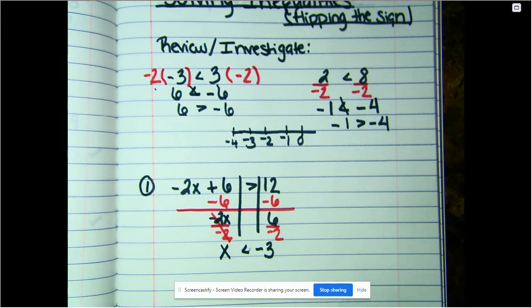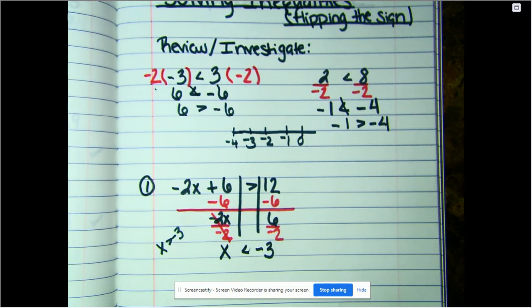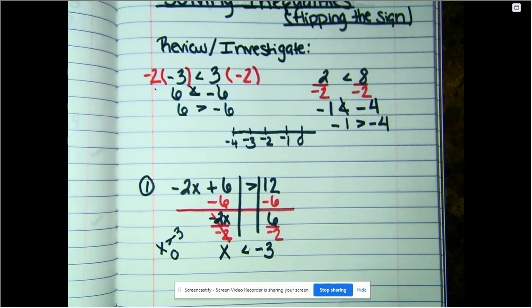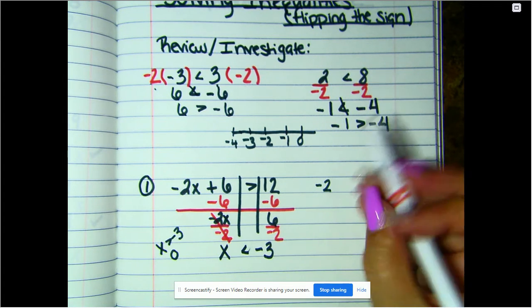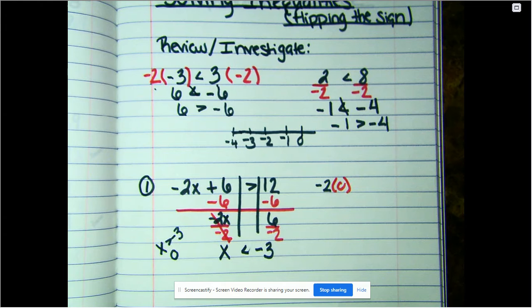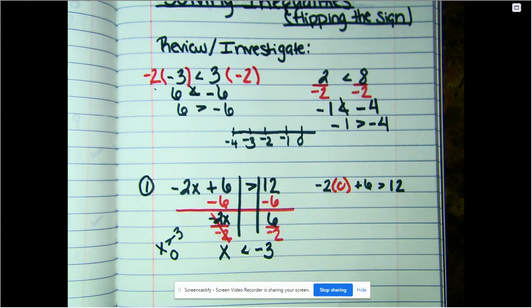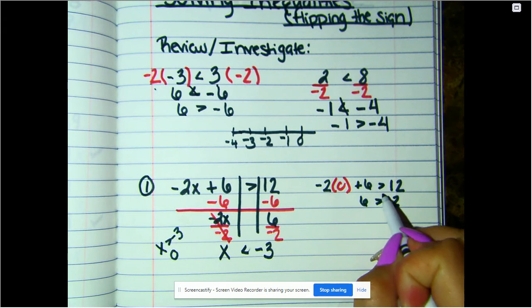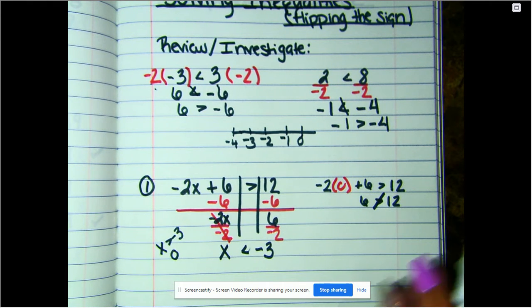Okay, so let's make sure that switching the inequality sign really worked. If I was to leave it as x is greater than -3, a number that is greater than -3, let's just use the number 0, because 0 is greater than -3. So let's test this out: -2 times 0 plus 6 is greater than 12. Well, we know that -2 times 0 is 0, so is 6 really greater than 12? No, it is not, which is why we needed to flip our inequality sign down here at the bottom.